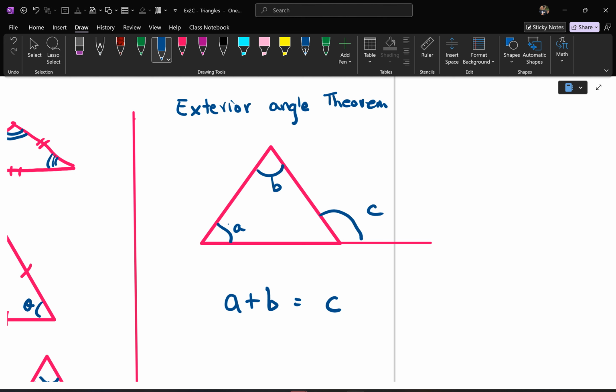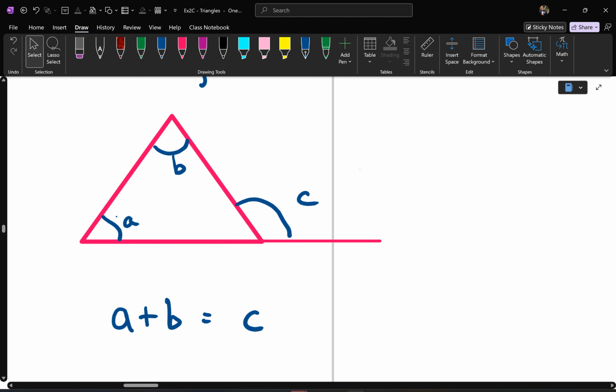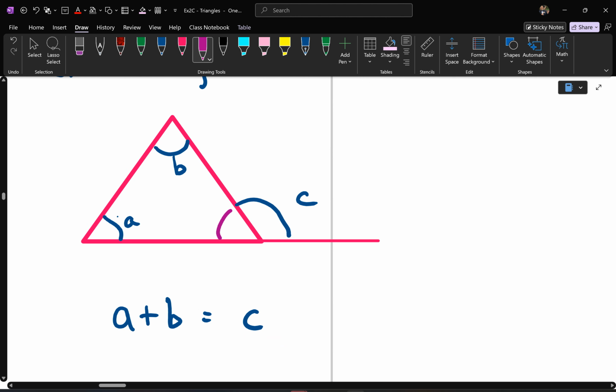Exterior angle theorem. The reason why it's exterior is because it's the outside angle. These are called the interior angles inside a triangle. So C is the exterior angle. If you have this triangle, you can find the two interiors, add them together, and they'll equal the outside. There's a proof for it. For those who are strong with their algebra or logic, you can prove this. Otherwise, memorize that. Okay?